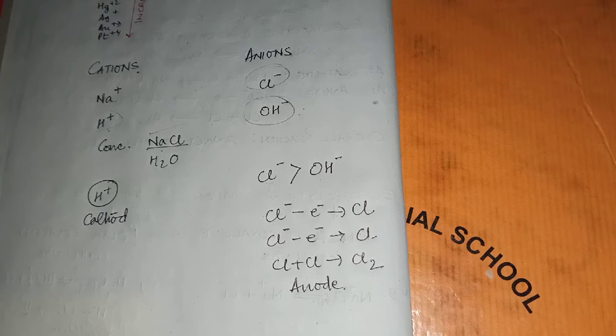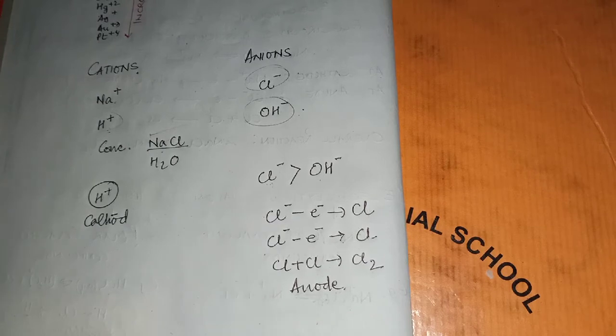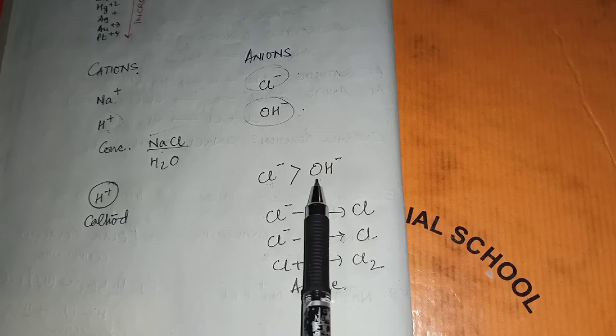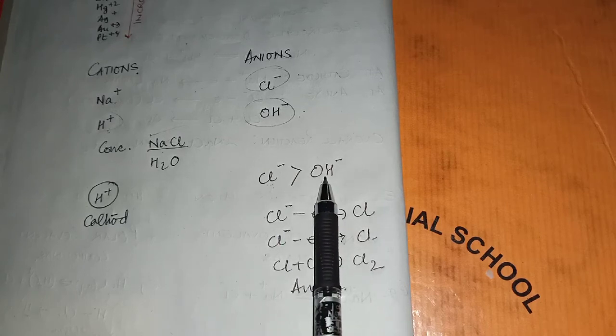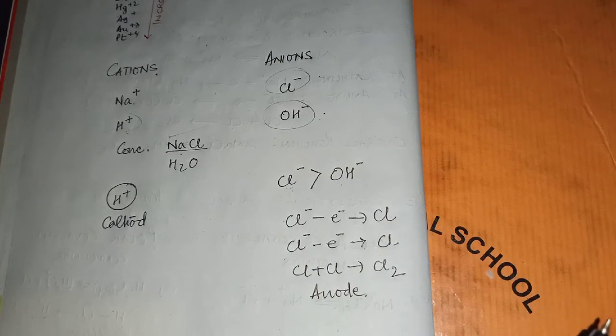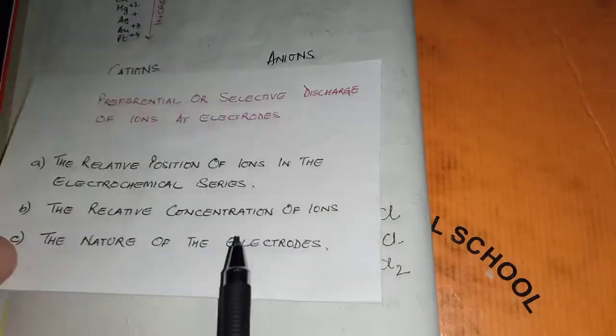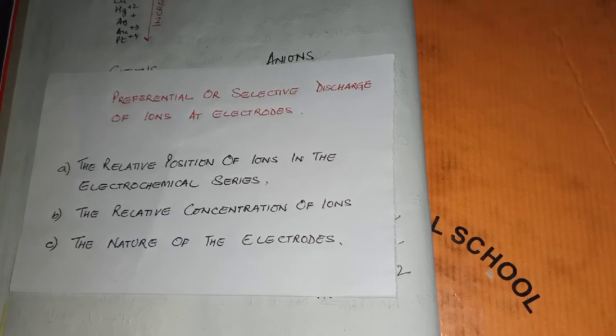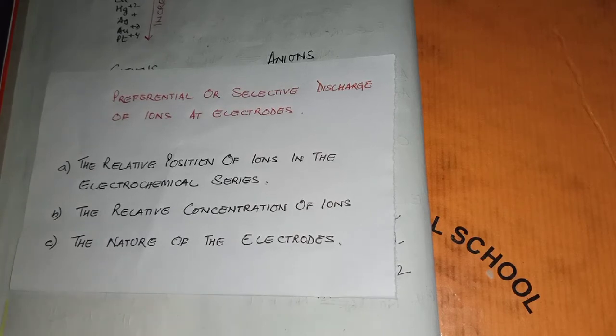ions produced. So here the concentration of chloride ion is more compared to the concentration of hydroxide ion, as a result of which, despite hydroxide being in the lower position in the electrochemical series, chloride ion gets discharged at the anode. So this proves that the selective discharge of ions at the electrode also depends on their relative concentration of ions. And finally, the third condition says that the selective discharge of ions at the electrode also depends on the nature of the electrodes.